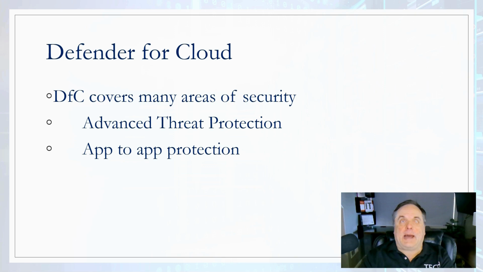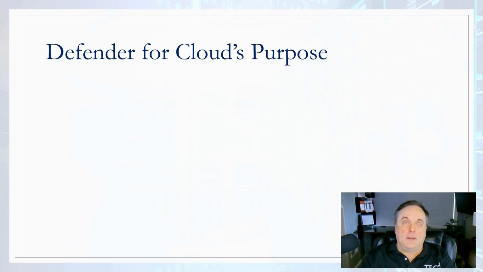It also includes app-to-app protection, which extends the core threat scenarios to OAuth-enabled apps. A lot of different applications now are using OAuth for their authentication to allow users to access those applications. And you want to make sure that if there's any vulnerabilities, that they're going to be protected against using Defender for Cloud. So what is the purpose for Defender for Cloud?